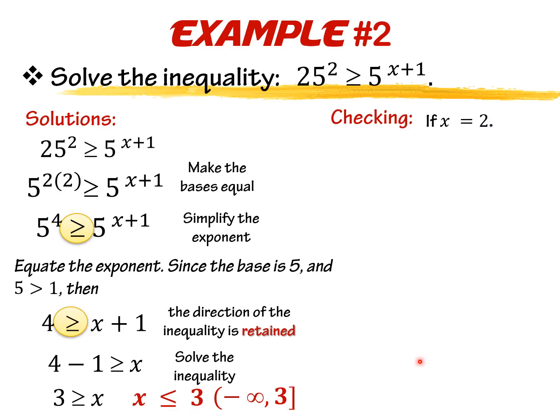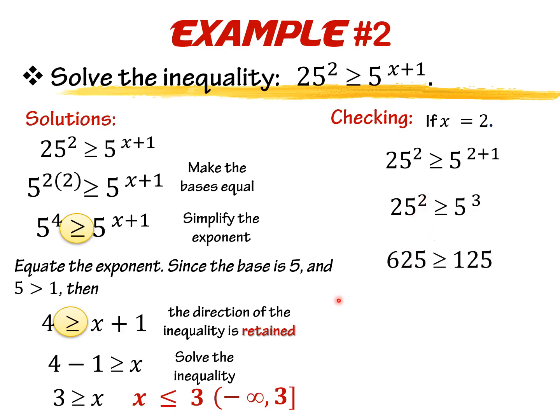Now, to check your answer, we will use the values less than or equal to 3. So we can have 3 or 2, 1 and 0, but let's try 2. So substitute this here. That will be 2 plus 1, which will give you 5 cubed. 5 cubed is 125, and 25 squared is 625. And 625 is greater than or equal to 125. So this one is a true statement.